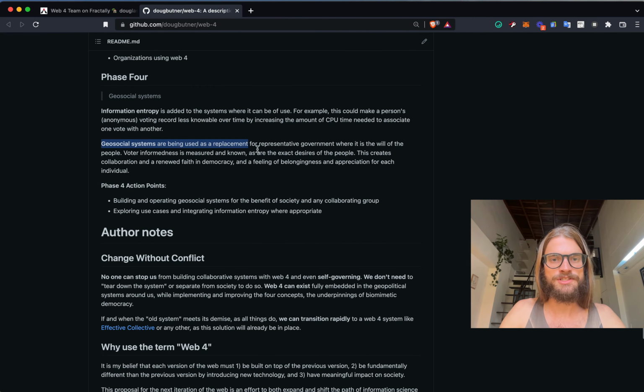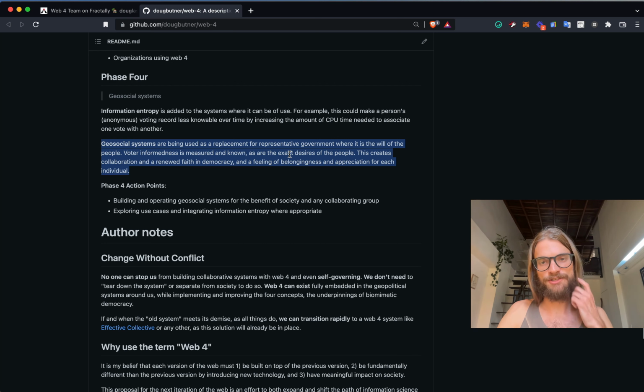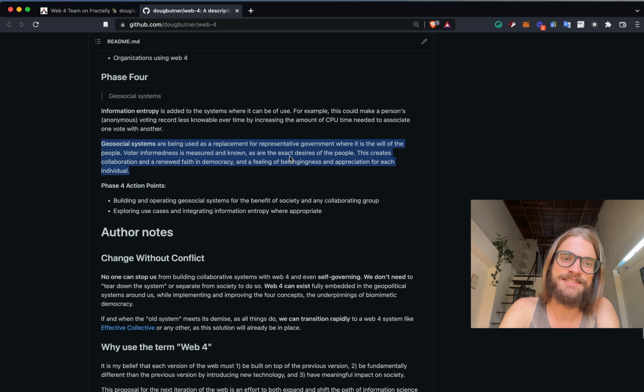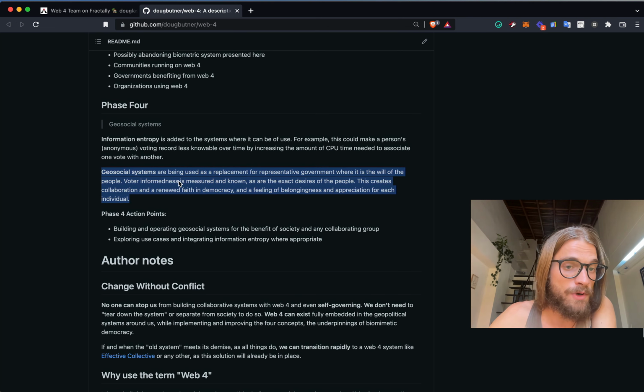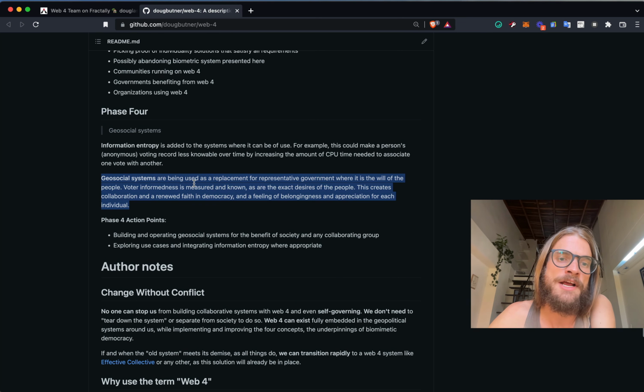So geosocial systems are used as a replacement for representative government where it is the will of the people. Voters' informedness is measured and known, as are the exact desires of the people. This creates collaboration and a renewed faith in democracy and a feeling of belongingness and appreciation for each individual member of that collective. So that's what we're going for here. We're going for an optional replacement for representative government.